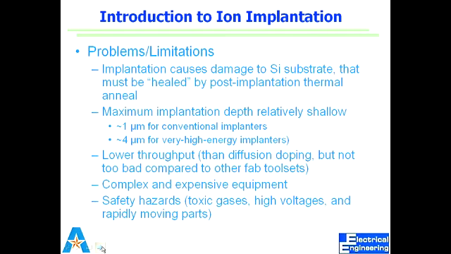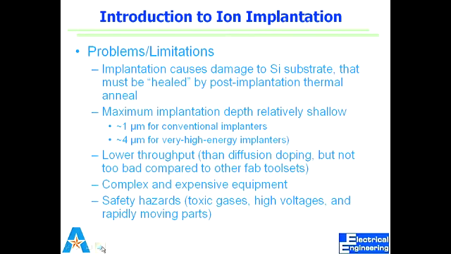And how deep can we do it? It is rather shallow compared to diffusion. In diffusion, you keep it in the furnace long enough and you can go as deep as you want, right? But here there are certain depths that we can go: 1 micron for conventional implanters, and for what are called high energy implanters, 4 microns. That's as deep as we can send them.